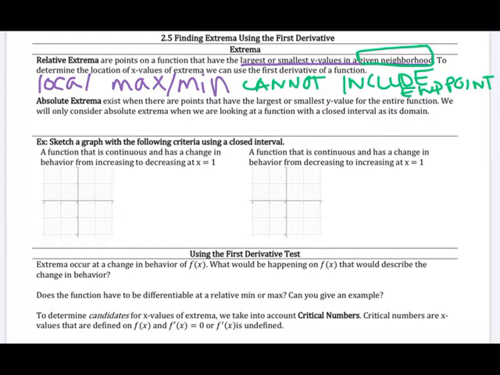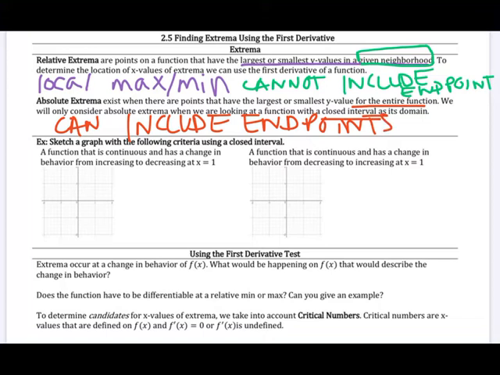Absolute extrema exist when there are points that have the largest or smallest y value over the entire function. In calculus, we're only going to consider them over a closed interval. So we could say, on the interval from 0 to 5, what is the absolute maximum and absolute minimum? And we're talking about y values of the function on that interval. Because of that definition, these can include endpoints. So relative extrema, absolute extrema.